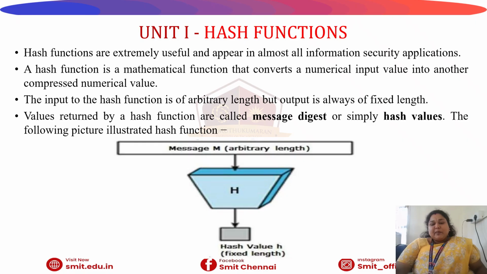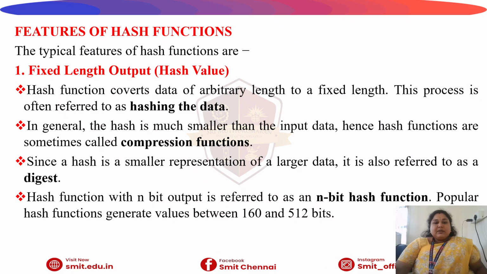This is a typical representation of a hash function. First, the message is fed into the hash function. An arbitrary length message is converted into a hash value, that is, a fixed length value. These are the features of a hash function: a fixed length output. A hash function converts data of arbitrary length into a fixed length one. This is called hashing the data.